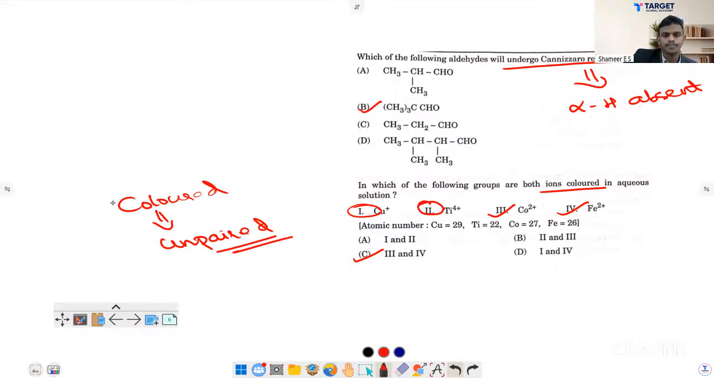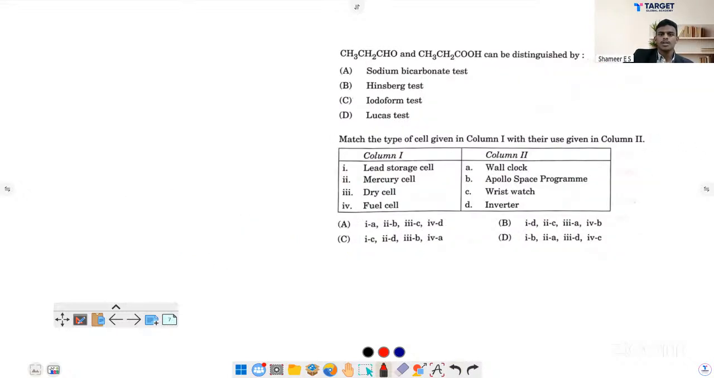Next. CH3CH2CHO and CH3CH2COOH are distinguished by. This is the sodium bicarbonate test. When you add sodium bicarbonate, we just discussed the same question in our revision time. You will get carbon dioxide evolution, brisk effervescence, but for the aldehyde there is no evolution.